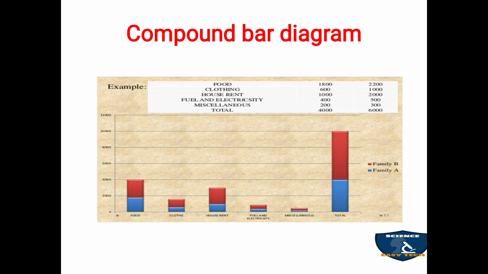So here for family A, food they are spending 1800, that means for 1800 you have to mark it, and it is represented in blue color. And above that you have to add 2200 because that is the expense spent by family B for food. In a similar way you have to put for other variables also. So this is compound bar diagram. In the single bar itself you will be explaining multiple things.